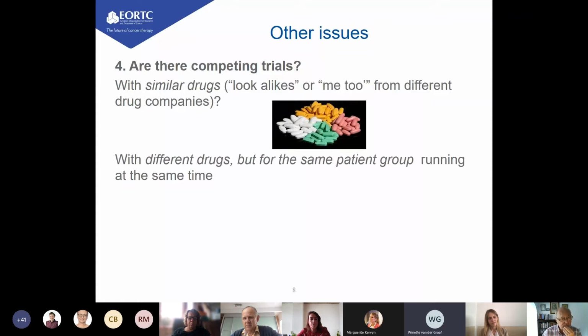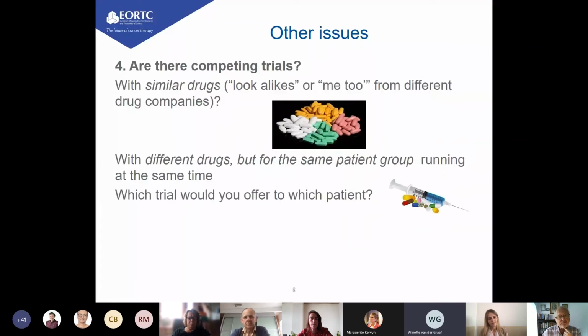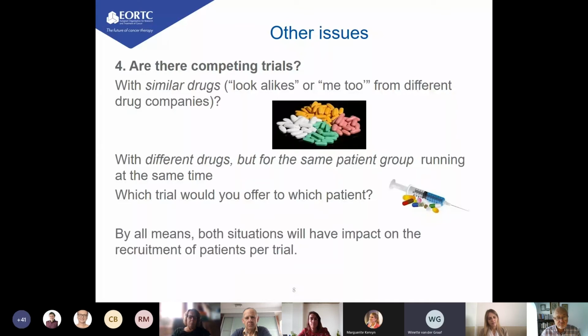It can also be that you have different drugs, but for the same group. And who will prioritize which trial you want to participate in as a patient? Sometimes it's helpful to have different trials for the same patient group, because if drug A doesn't help, you have drug B. But by all means, you have to take this into account if you have different trials running in parallel for the same patient group, because it will have an impact on the recruitment of patients per trial.